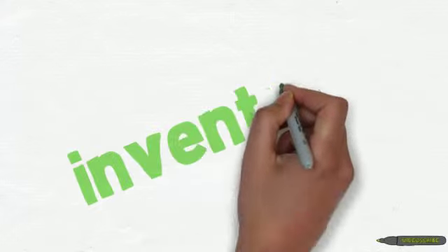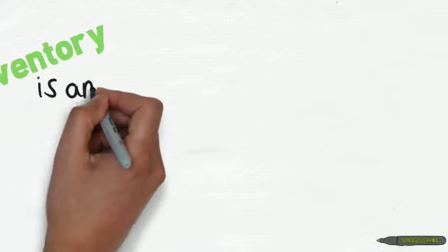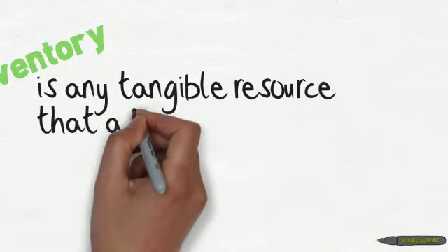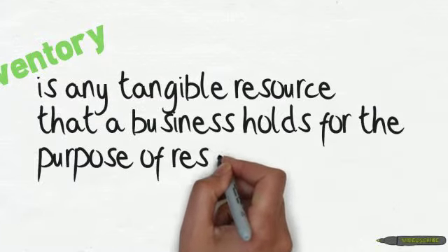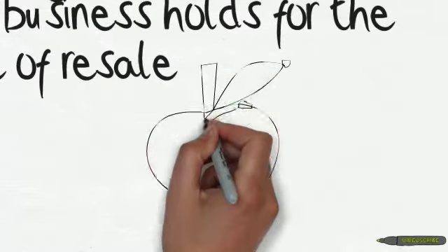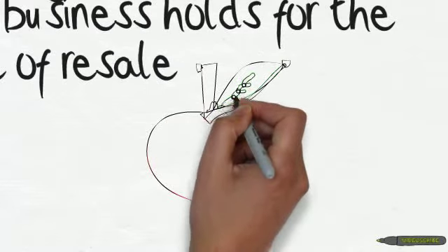First up, what is inventory? Inventory can be described as a tangible resource that a business holds for resale in its course of operations. For example, for a retailer such as a grocer, this is its stock. I'll be using the example of apples.